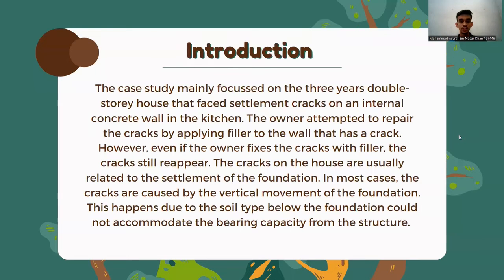So first is introduction. The case study mainly focused on a 3-year-old double-story house that faced settlement cracks on an internal concrete wall in the kitchen. The owner attempted to repair the crack by applying filler to the wall. However, even though the owner fixed the crack with the filler, the crack still reappeared.